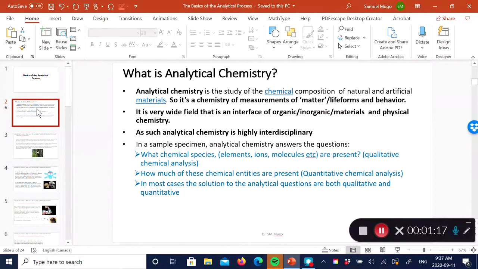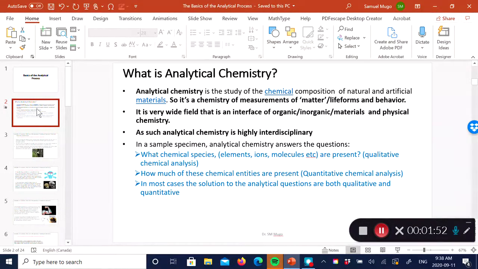Think about it. In a sample specimen, analytical chemists answer the following type of questions. What chemical species is present? And the chemical species can be elements, they can be ions, they can be molecules, and you're trying to answer what is present in a sample specimen. And that is what you refer to as qualitative chemical analysis, when you're just looking for what is present.